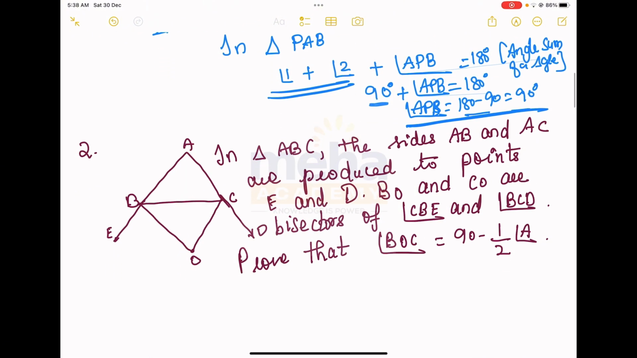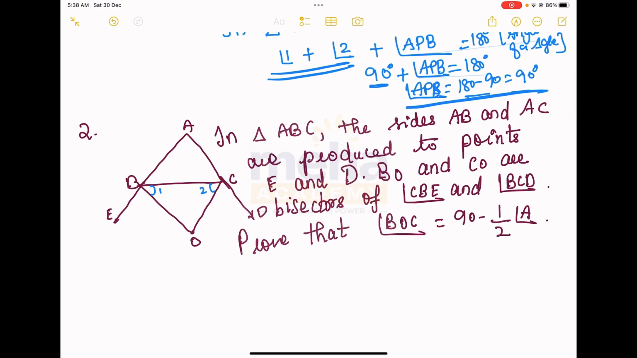Let us solve the second question. In the second question, we have to prove angle BOC is equal to 90 minus half A, angle A. So let us assume half of the angle, this angle is 1, this angle is 2, first assumption.